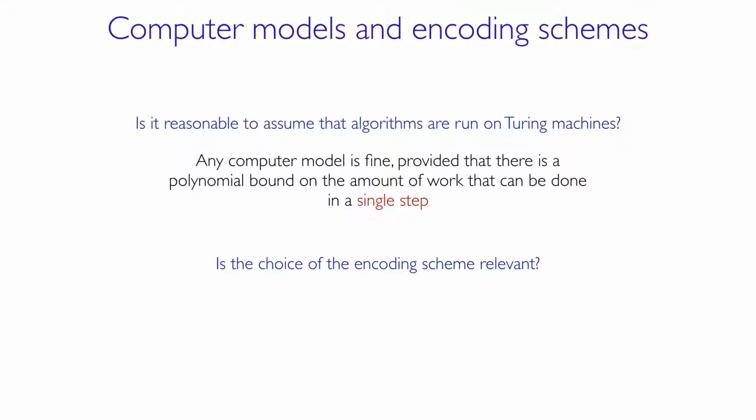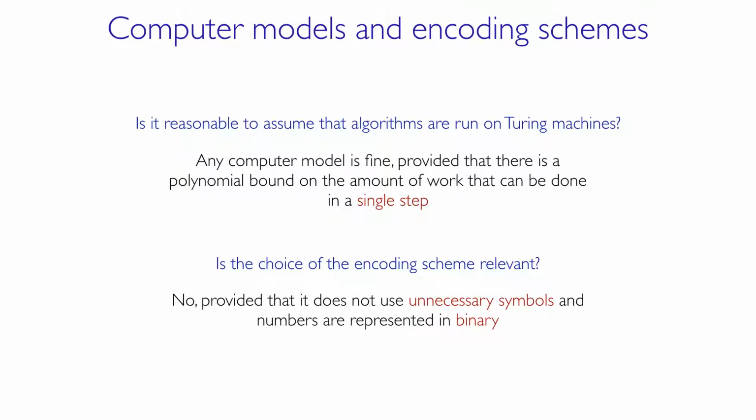The second consideration is about encoding schemes. Is the choice of the encoding scheme relevant? Does it affect the theoretical results of the theory of computational complexity? The answer is no, provided that the encoding scheme does not use unnecessary symbols. For instance, it does not add useless paddings, and numbers are represented with a reasonable encoding, for instance, binary rather than unary.